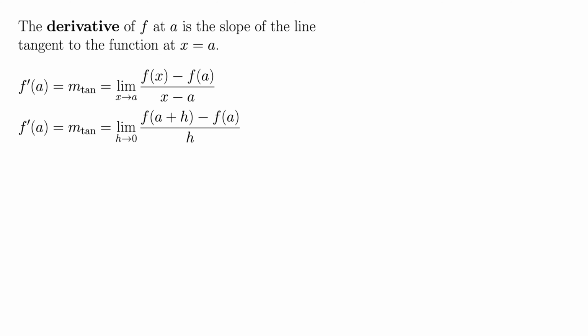We say that the derivative of f at a is the slope of the line tangent to the function at x equals a. Right? So essentially it's just the slope of the tangent line, but we don't want to say slope of the tangent line over and over, so we say derivative. And in Calc 1, we essentially study two things, the derivative and the integral, which is essentially a backwards derivative.